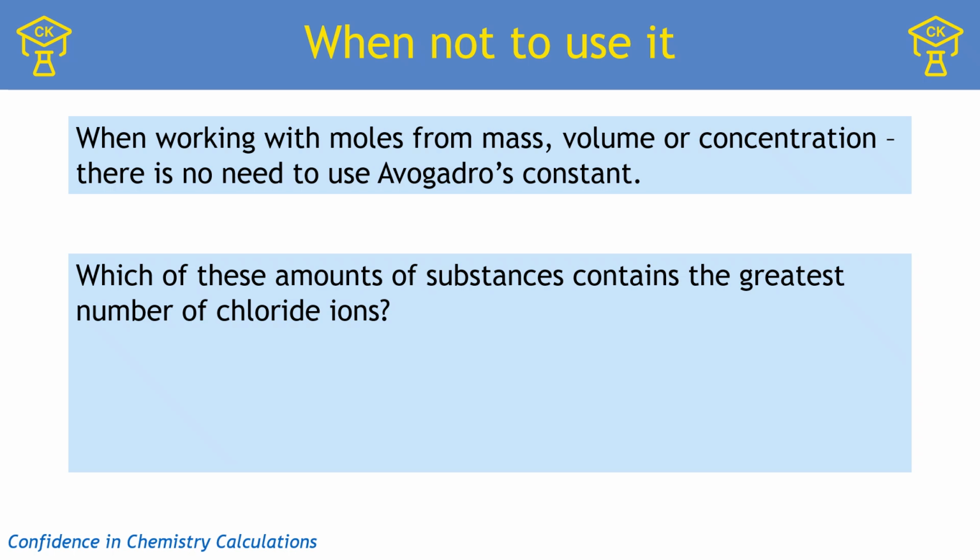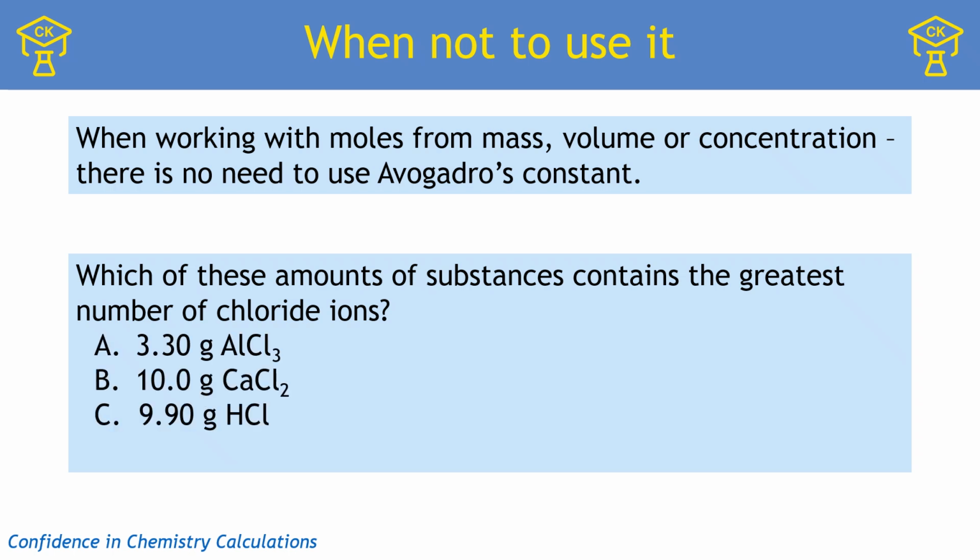So this is really common, particularly with a multiple choice question. It says which of these amounts of substances contains the greatest number of chloride ions, and then we have our masses and our formulae of our substances. So because it says number of chloride ions, you may be tempted to go all the way to working out the actual number of chloride ions.